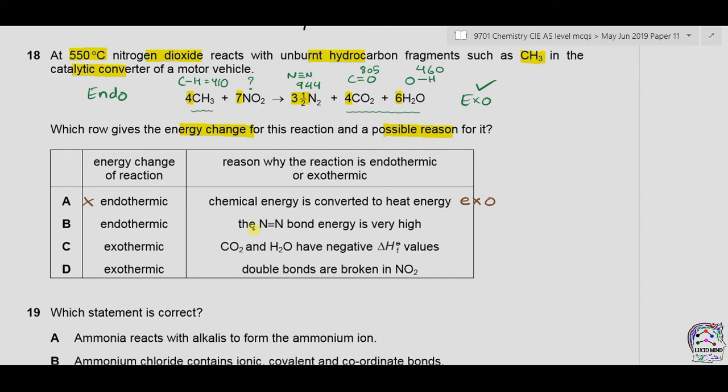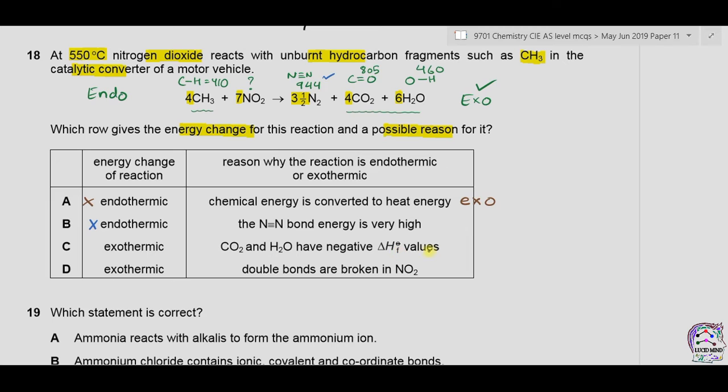B is endothermic, and the reason is that the N triple bond N bond energy is very high. Now this is a true statement because N triple bond N energy is 944 kilojoules per mole, but because of this energy the reaction becomes exothermic because the N2 bond is being formed. It does not become endothermic. So B is incorrect.